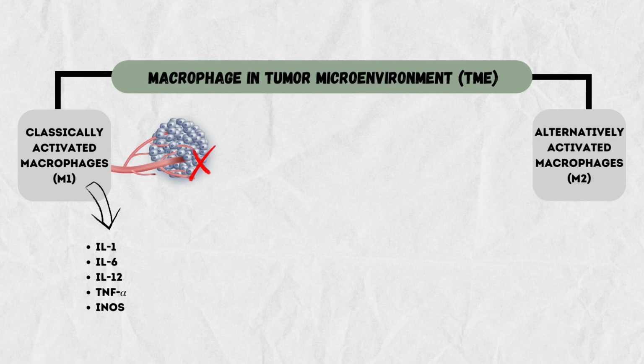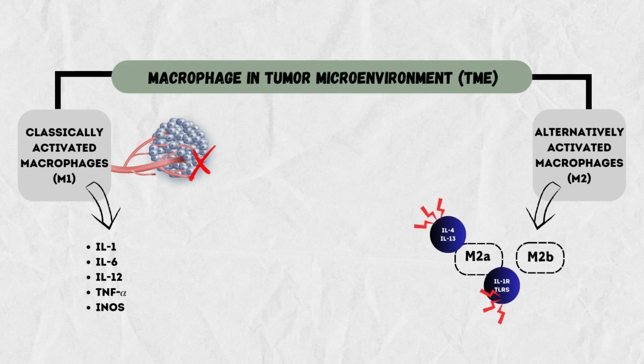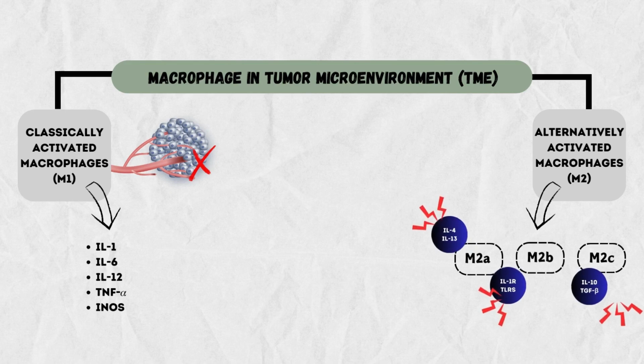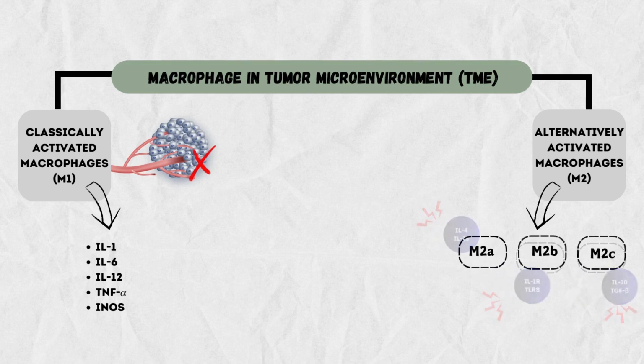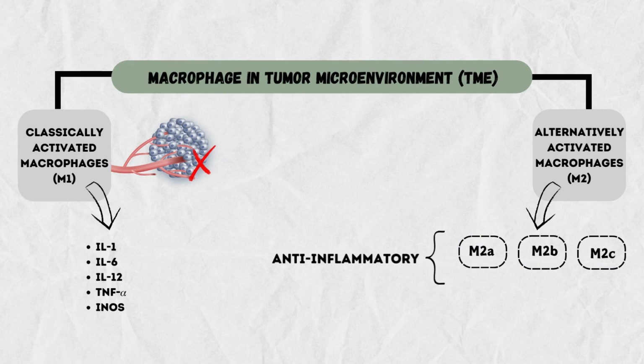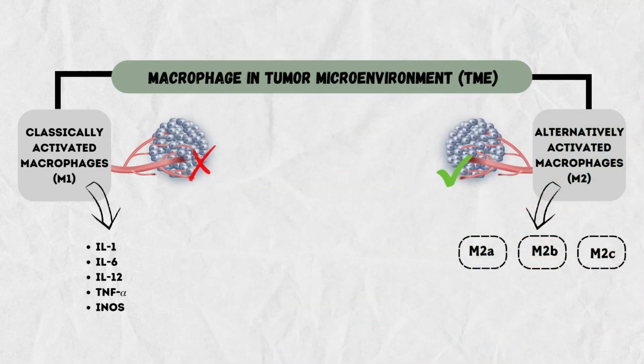The second subunit is the alternatively activated macrophage, or M2. M2 is divided into three types: M2A, triggered by interleukin 4 and interleukin 13; M2B, triggered by interleukin 1R and toll-like receptor; and M2C, triggered by interleukin 10 and transforming growth factor beta. These are types of anti-inflammatory cytokines, and they promote tissue repair and angiogenesis, which help tumor growth or tumor progression. Let's take a look at the classically activated macrophage, or M1.